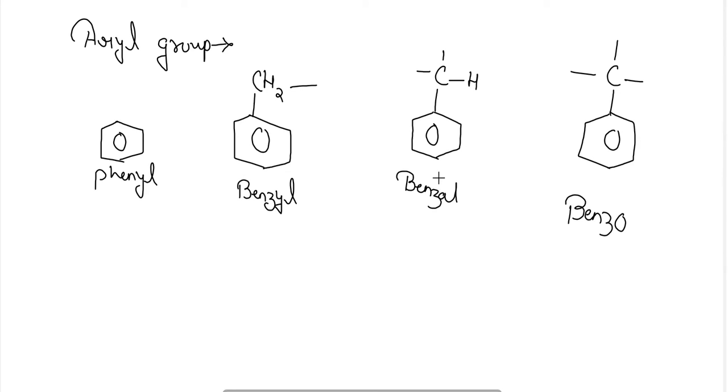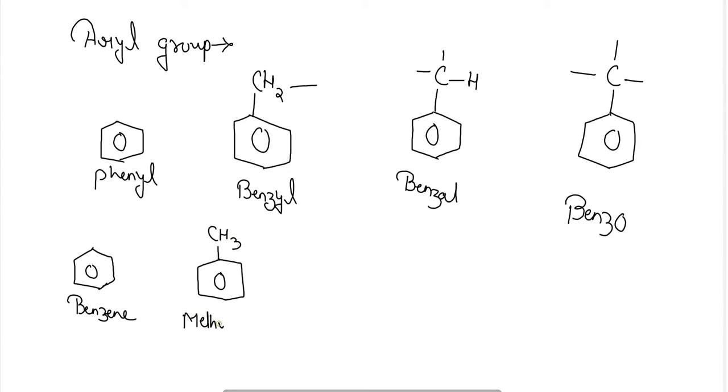Now, the nomenclature of some of the different compounds. A simple hexagonal ring with a circle in between will be termed as benzene. A benzene ring with a CH3 as the side chain will be termed as methyl benzene. The IUPAC name is methyl benzene, but the common name is toluene.